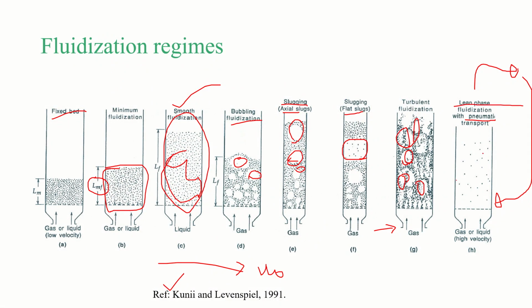This would be used to transport the particles. As you can see, very few particles are there and all the particles are moved to the top. So the velocity is that high. As you can imagine, that much high velocity is used so that the particles can be transported from one area to another. This is known as lean phase fluidization or pneumatic transport. These are the fluidization regimes, the different phenomena observed when we increase the fluid velocity.